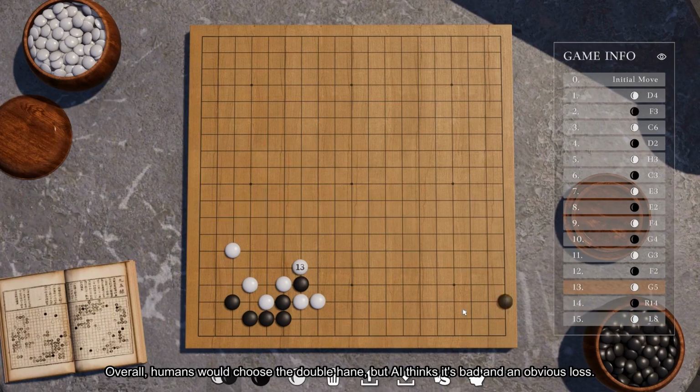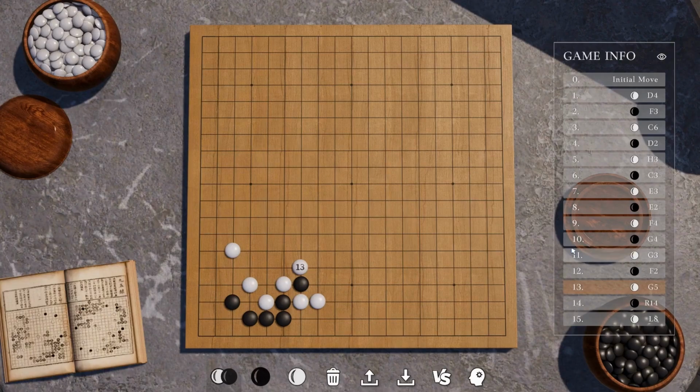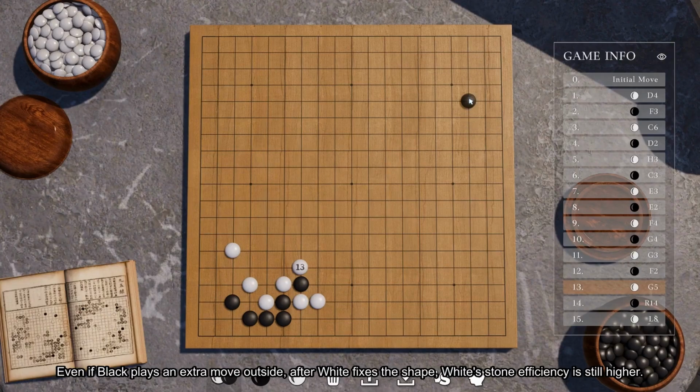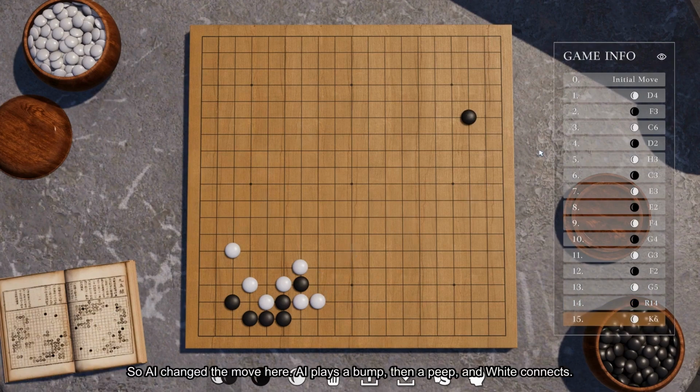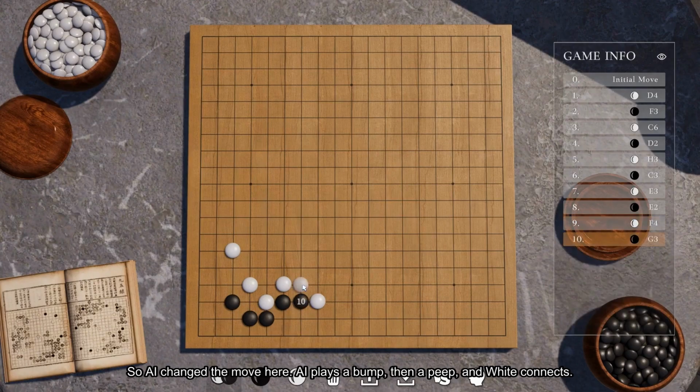Overall, humans would choose the double hane, but AI thinks it is bad and an obvious loss. Even if black plays an extra move outside, after white fixes the shape, white's stone efficiency is still higher. So AI changed the move here. AI plays a bump, then a peep, and white connects.